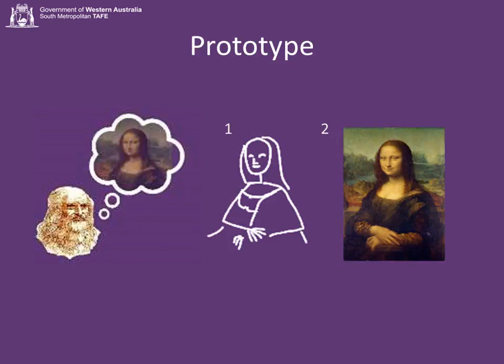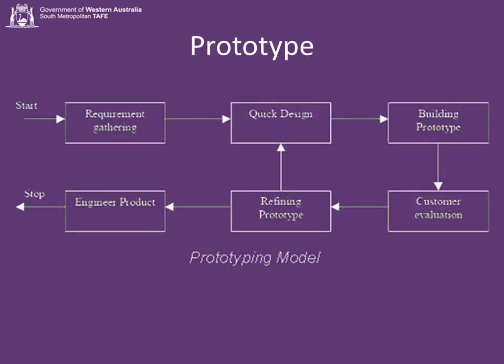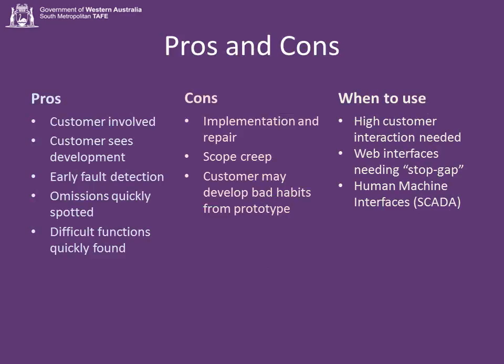The prototype model. We knock up a quick prototype, give it to the customer, and ask him what he thinks. We take the feedback from the customer, and we use that to develop a final product. The prototype model is useful when there is need for lots of customer interaction. The implementation and repair methodology may encourage deployment of very poor software. Essentially, it may be a whole collection of band-aids.